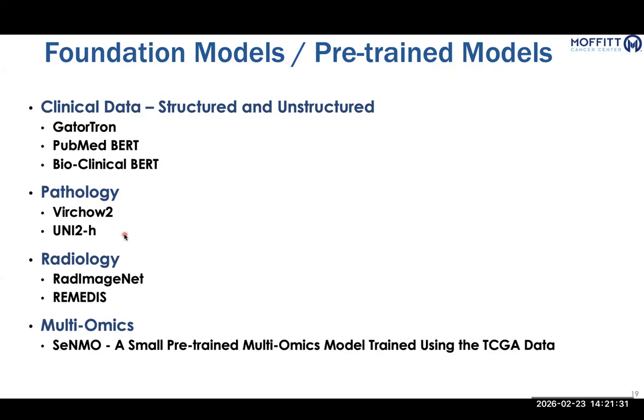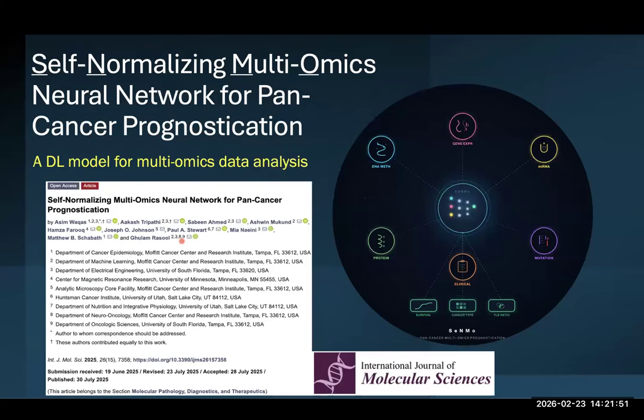REMEDIS, DINO versions, etc. But for the molecular data, there was no single model that was capable of processing the multi-omics data spanning gene expression, protein expression, methylation, and mutations. So we developed one in our lab. We call it SeNMo, the self-normalizing multi-omics neural network for pan-cancer prognostication. This was published in the International Journal of Molecular Sciences, and the idea was to build a model capable of processing multiple molecular data modalities and use the same model for multiple downstream tasks.